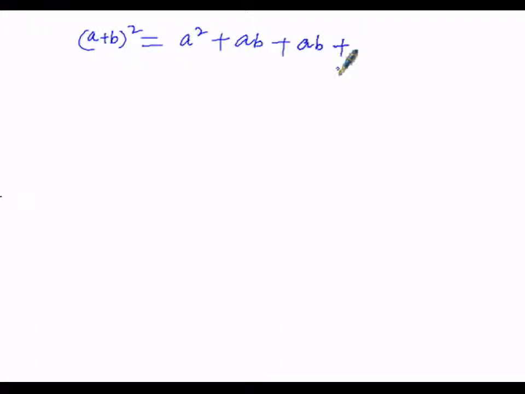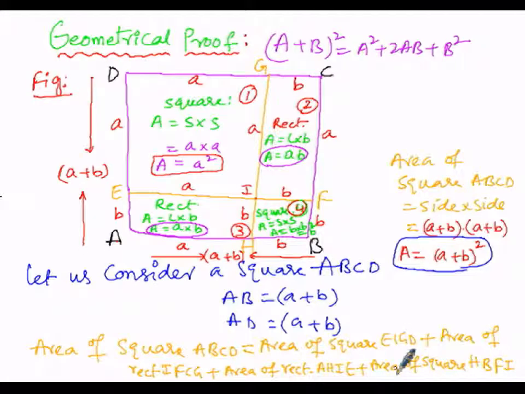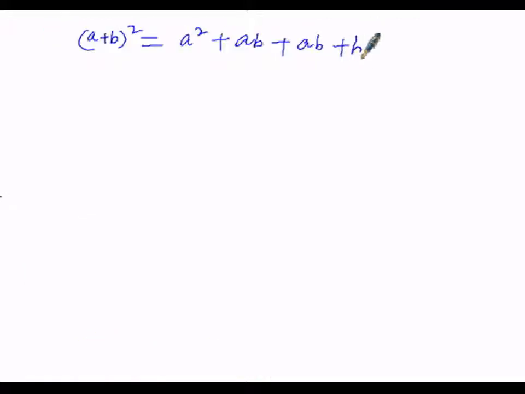Plus finally that is area of the square HBFI. Fourth figure area of A is equals to B into B, that is B square. So here on the right hand side, AB and AB are like terms, so AB's coefficient is 1 and here AB's coefficient is also 1.